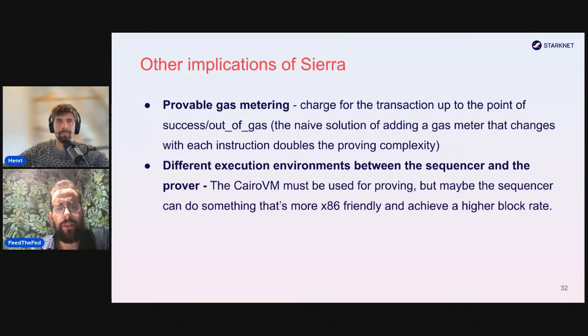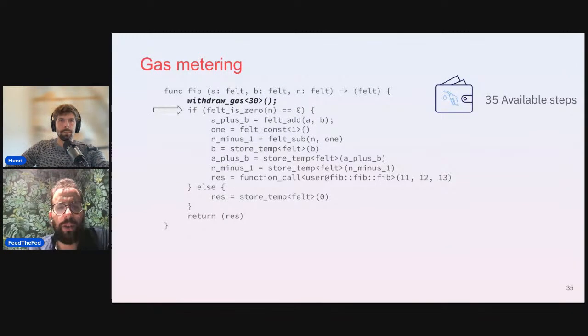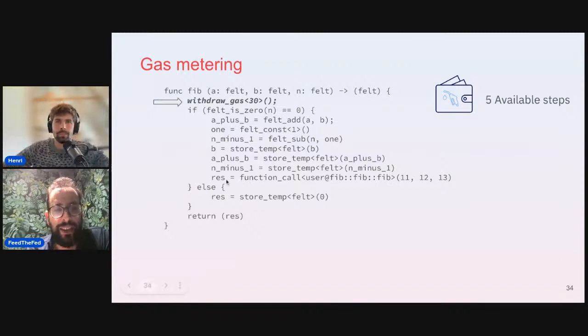Okay, so a few words about gas metering. Essentially, there's gas counting that happens at compile time. There's what we call the local gas wallet, and there's a new libfunc, designed specifically for updating this counter, which is called withdraw gas. So let's look at how it works in practice. That's roughly Cairo instructions. I mean, not this high-level function declaration, but at least here you see a bunch of instructions. Let's assume every line here is an instruction, and I have two branches, if and else.